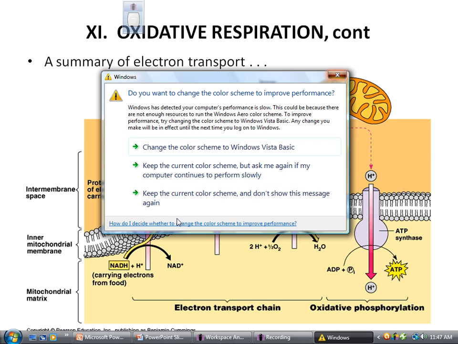They pass through from complex to complex, and as they pass through, hydrogens are pumped to the other side and build up a hydrogen gradient.